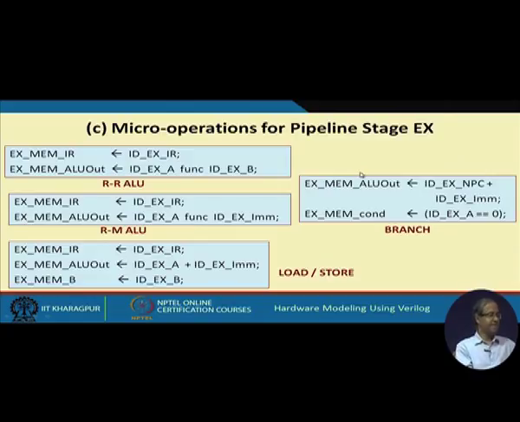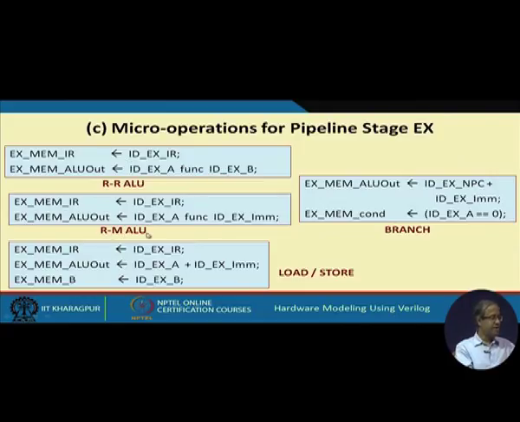Similarly, for the EX stage, depending on the instruction type, micro operations will vary. For register ALU operation, first this IR has to be copied across every stage. IR is simply copied, and A, with the function whatever, add, subtract, multiply, B will be stored in ALU out. But these variables are all prefixed by the pipeline latch name.